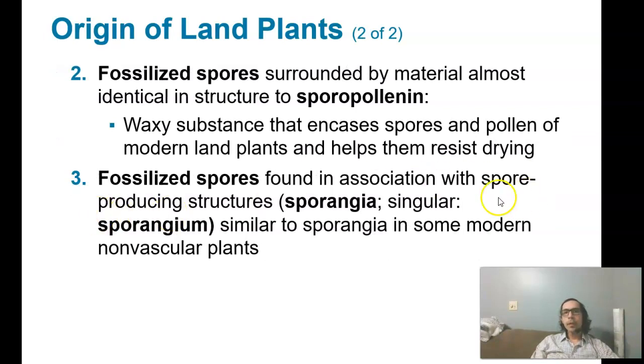Some of the fossilized spores that are found are in association with spore producing structures like sporangia, or sporangium if you're just talking about one. And these are similar to the sporangia in some of the modern non-vascular plants.